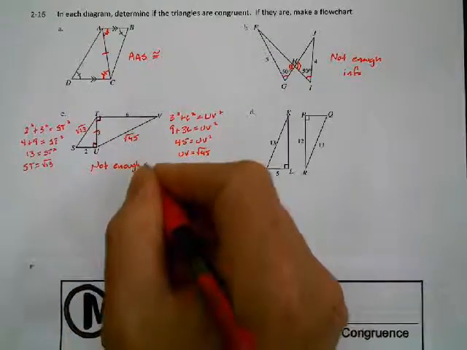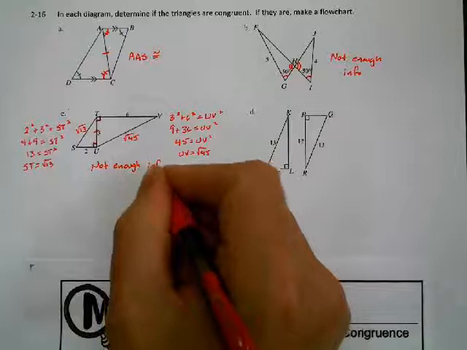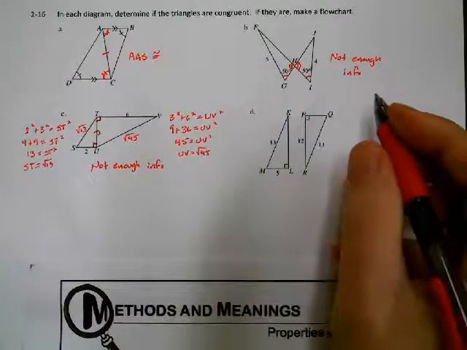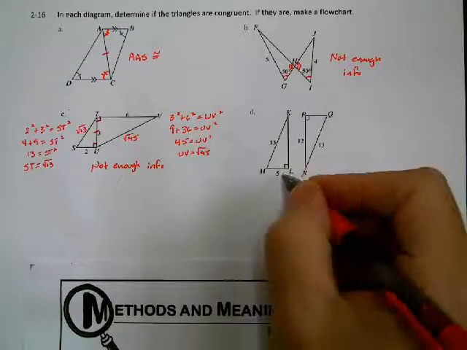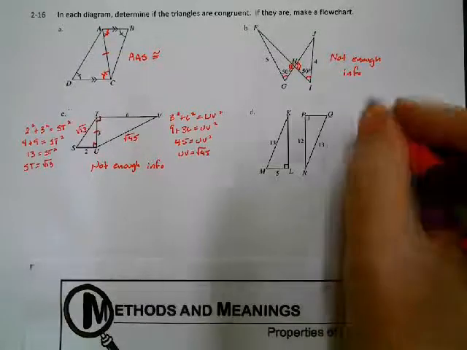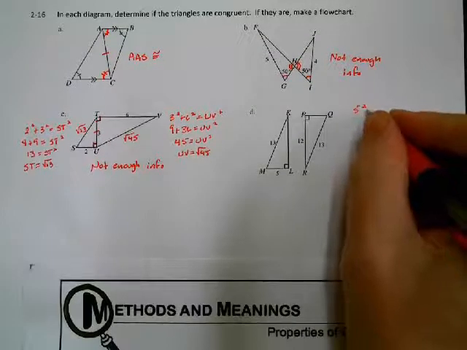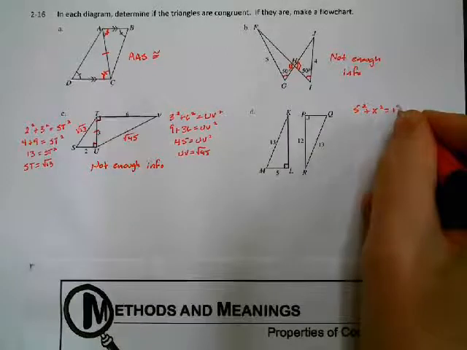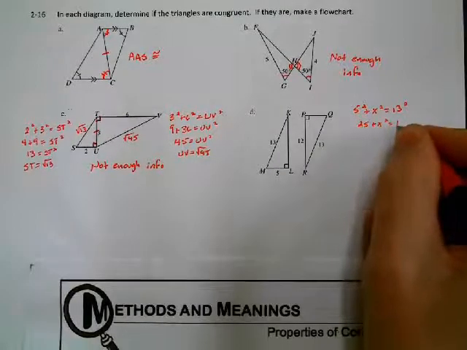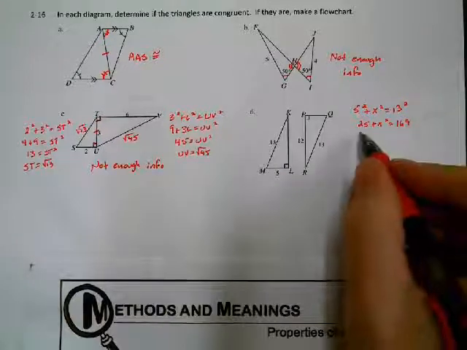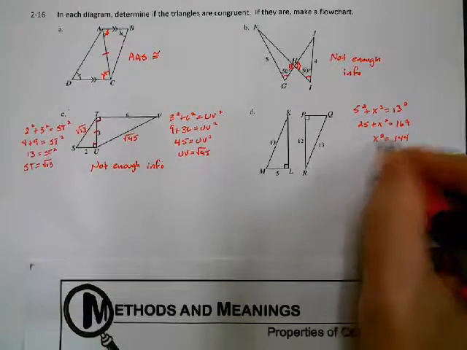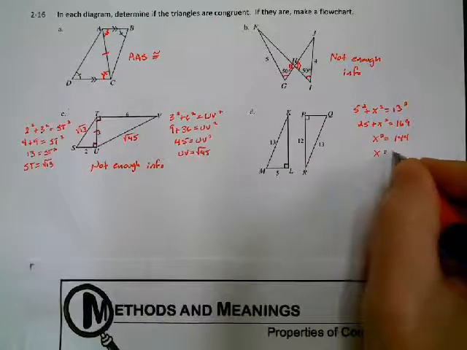All right, and our last one. For this one, we've got 5, 13. I'm missing this side. Now, if we did the Pythagorean theorem, 5 squared plus x squared equals 13 squared, we'd get 25 plus x squared equals 169. And then I'd subtract 25 from both sides and get x squared equals 144. And then I'd take the square root of both sides. I get the square root of 144, which is 12. So I know that this side is 12.